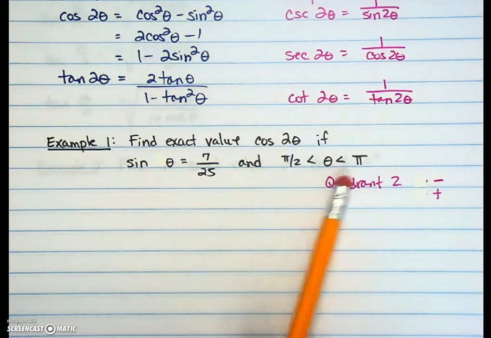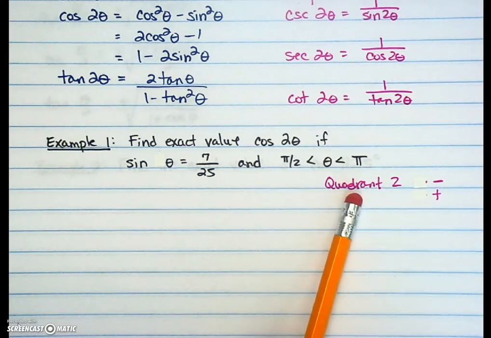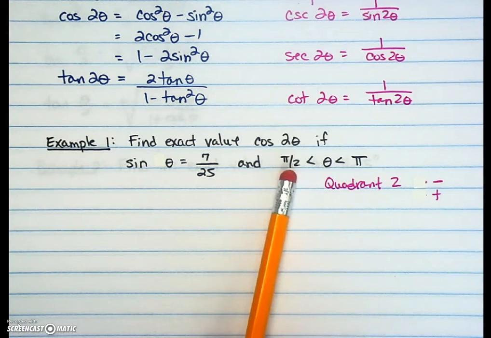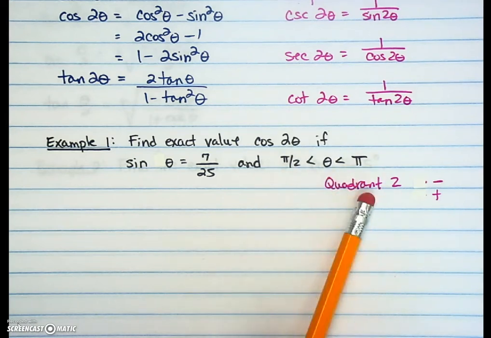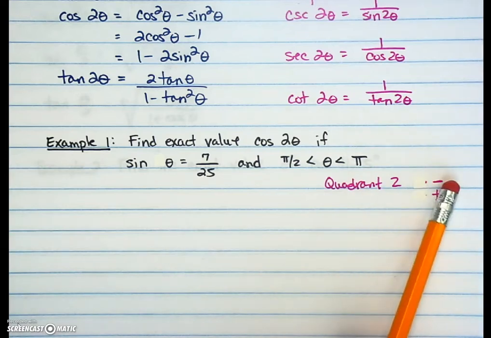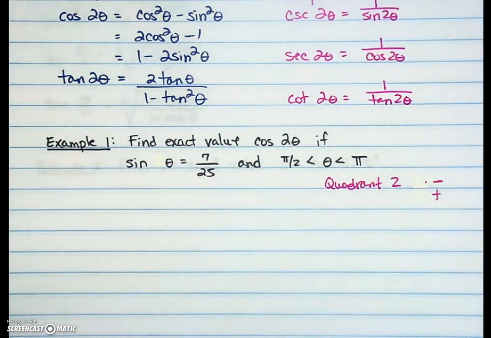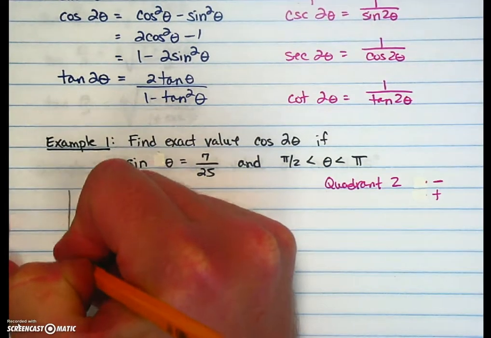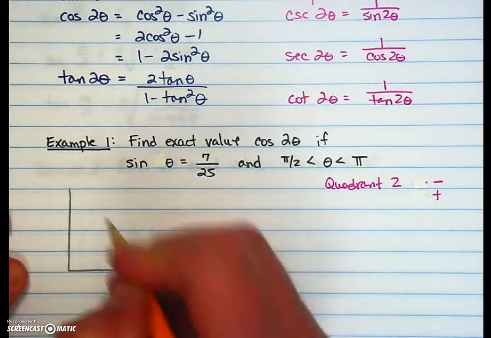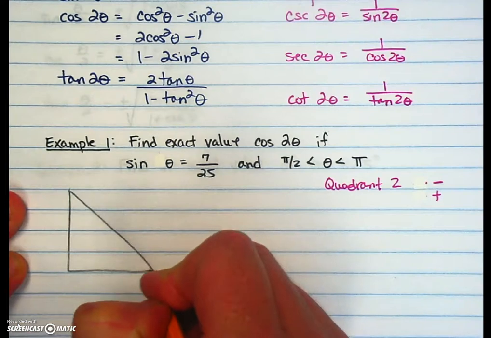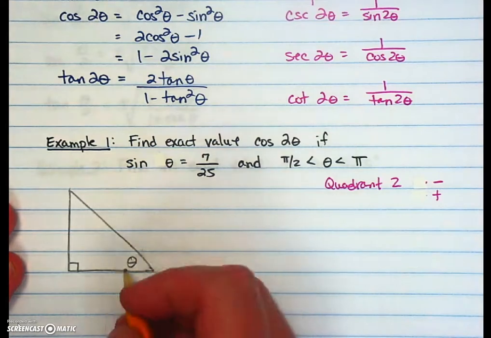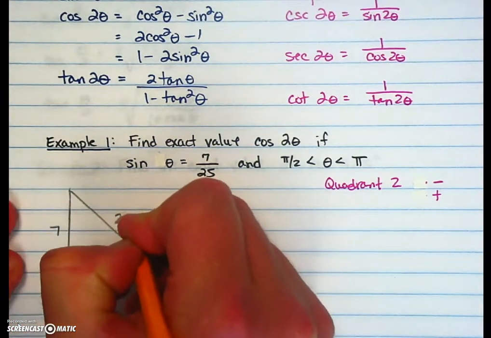Now remember, this right here is telling me what quadrant I'm in, and that's important because it tells me whether my answers are positive or negative. So this is 90 degrees, pi over 2, and that's 180, so that's going to be in quadrant 2, which means my x value is negative and my y value is positive, or cosine is negative and sine is positive. So what we're going to do here is we're going to draw our triangle. And we're going to put theta down here at the bottom. And if you remember, sine is opposite over the hypotenuse.